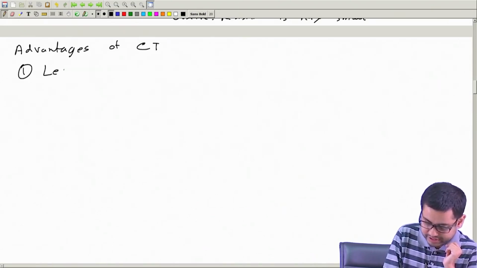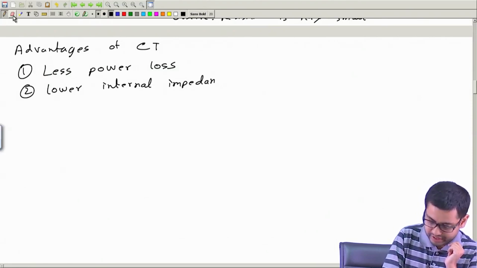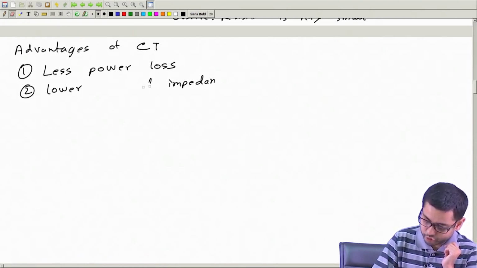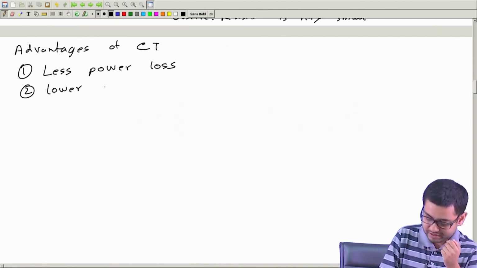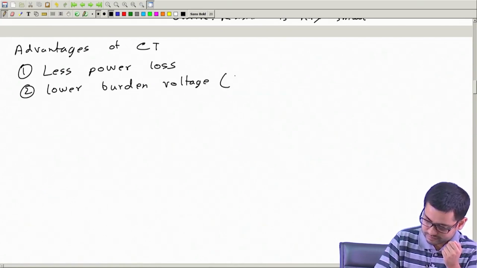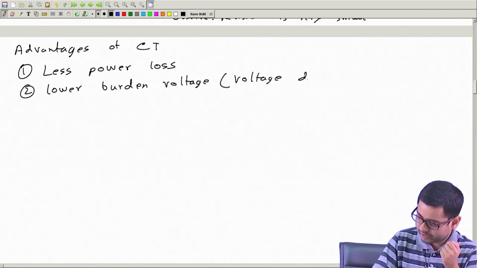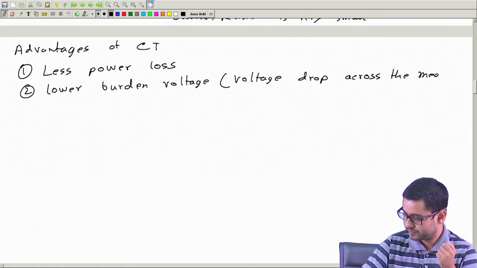Number 1, less power loss. Number 2, lower internal impedance, or which we can write as lower burden voltage. What is burden voltage? We have defined this. Burden voltage is nothing but the voltage drop across the measuring instrument.